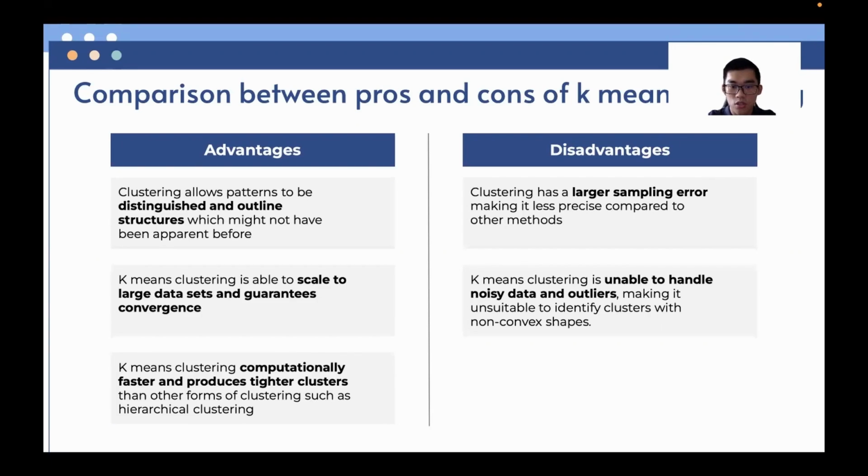Some of the disadvantages include clustering having a larger sample error, which makes it less precise than other methods. Lastly, k-means clustering is also unable to handle outliers and noisy data, which make it unstable or unsuitable for clusters with non-convex shapes. Now, Jing Wen will go through more on the web scraping and sentiment analysis.